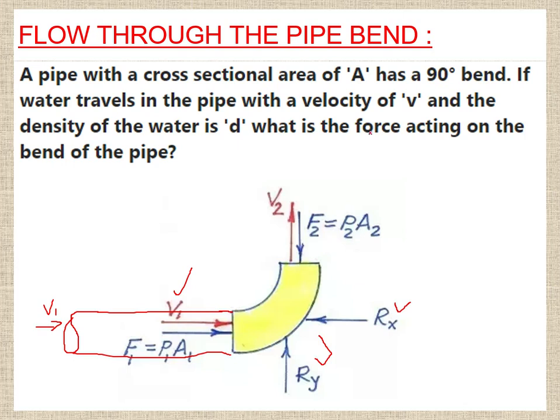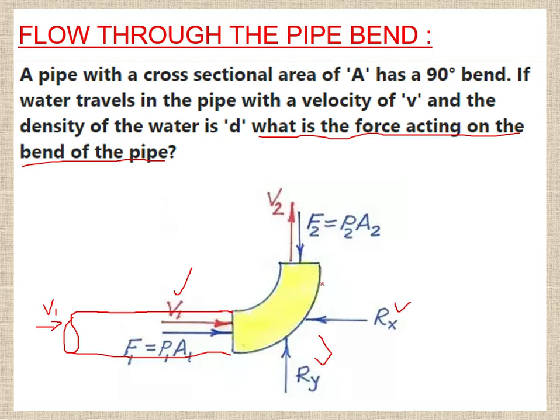Okay, so here, if the water travels in the pipe with a velocity of v and the density of the water is d, what is the force acting on the pipe bend? Okay, what is the force acting on the bend of the pipe?